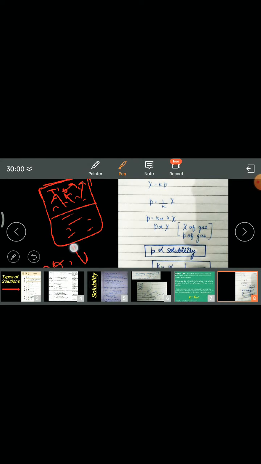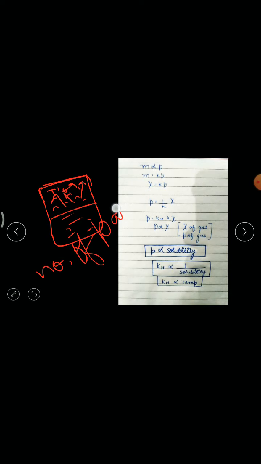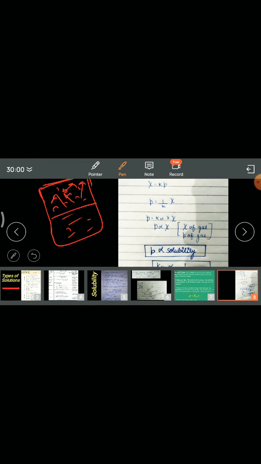Now the number of particles depends upon mass, how much mass is present here, and pressure is directly proportional to number of particles, and number of particles are directly proportional to this mass. So indirectly pressure is directly proportional to mass, and here I can write, removing this proportionality sign, I can write mass is equal to Kp. This is the constant.